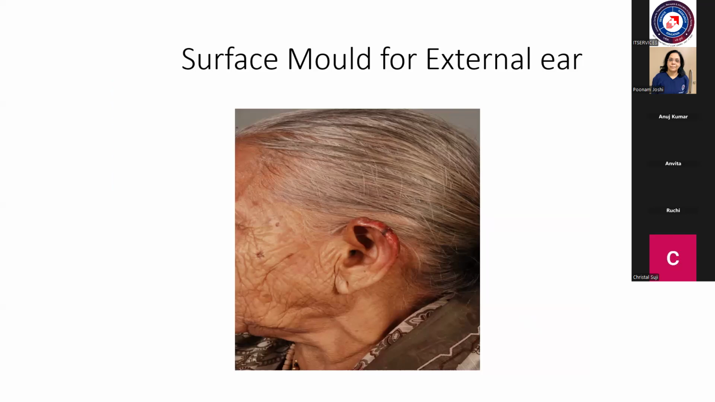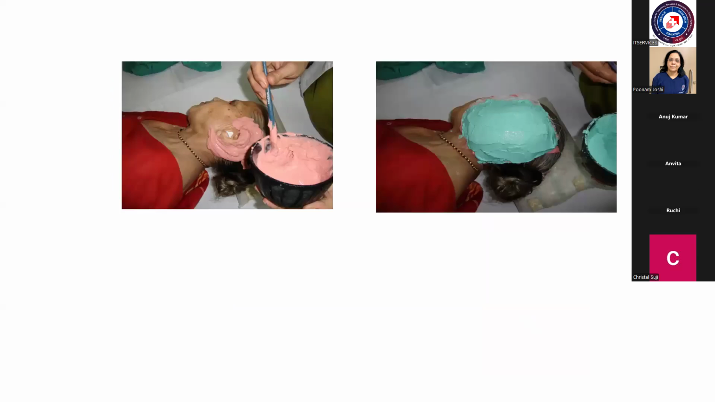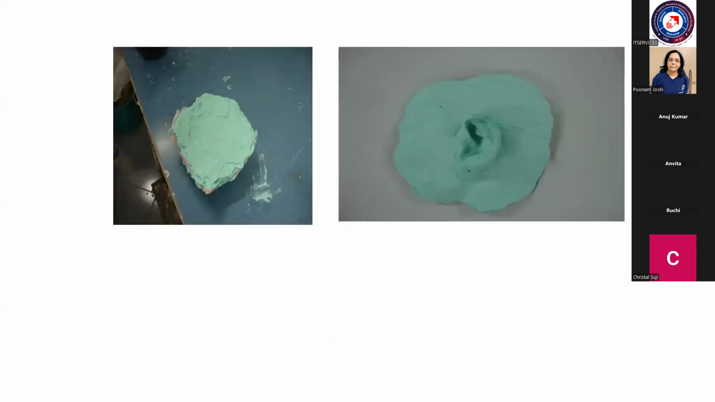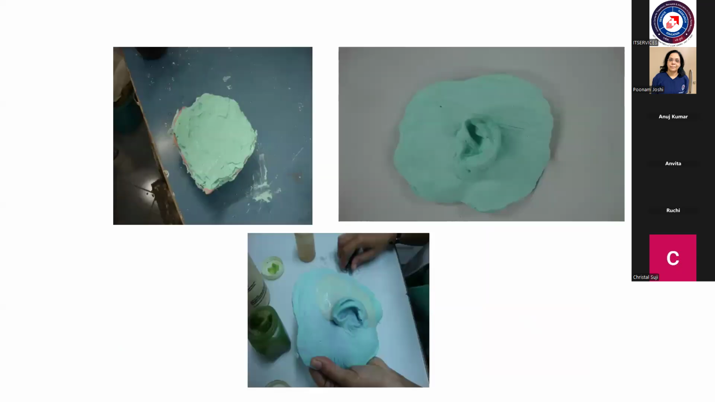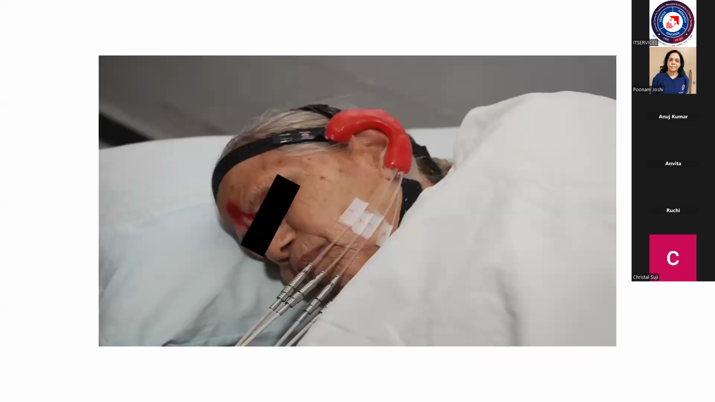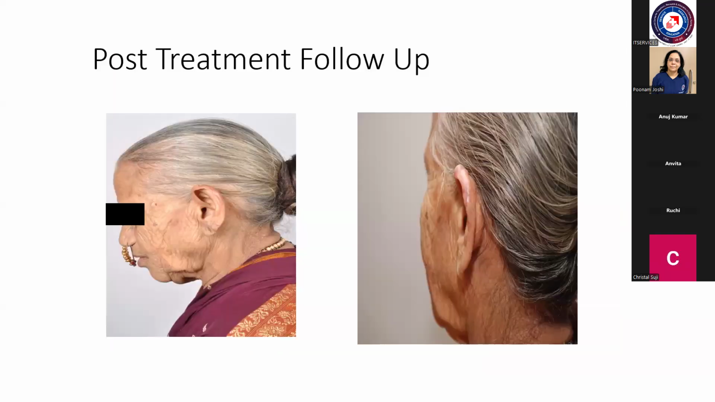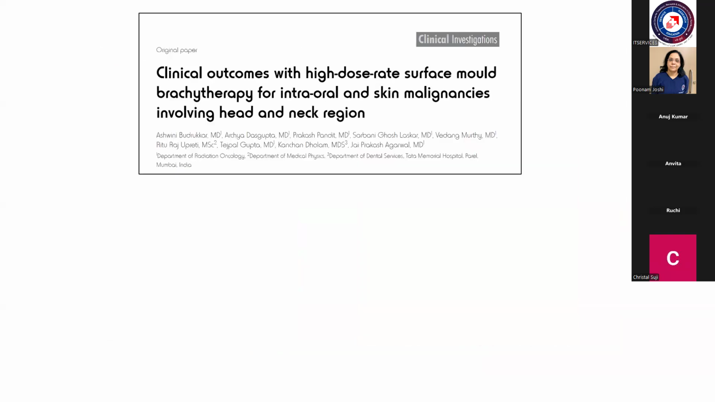Another patient with surface mold for external ear, we can see similar steps and how the tumor is marked, placed, and subsequent treatment execution is done. So here we can see the patient post-treatment on follow-up has responded excellently to the treatment, and then the patient is on active follow-up without any complaints.